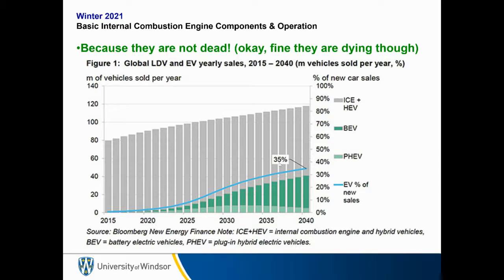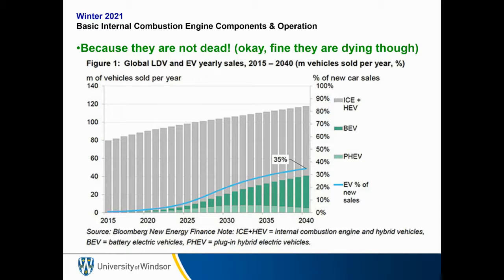So this graph here is a prediction of new car sales globally up until about 2040. So the total number of car sales is expected to rise from about 80 million in 2015 to about 120 million in 2040. So it's an increase, but not crazy. Now, currently of the 80 million cars, essentially all 80 million of them use some form of internal combustion engine. So they're either pure internal combustion engine or hybrid cars. And by 2040, this isn't actually changing a whole heck of a lot. The share of pure electric vehicles will only be 35%.